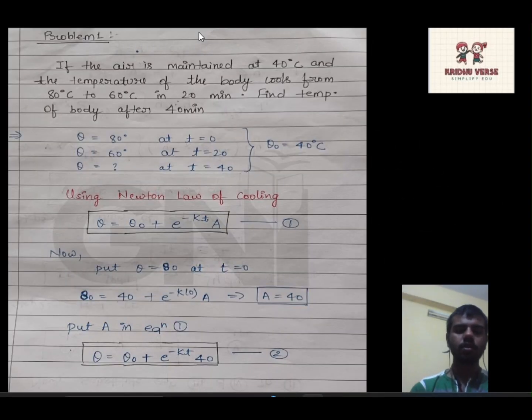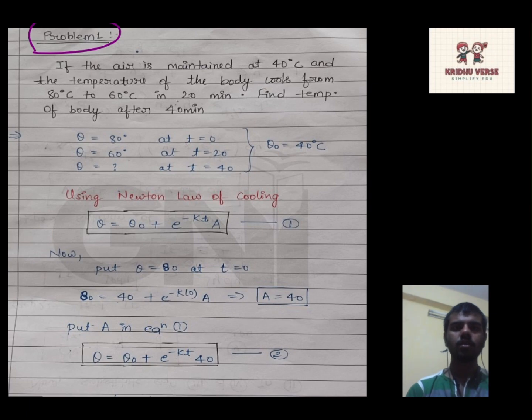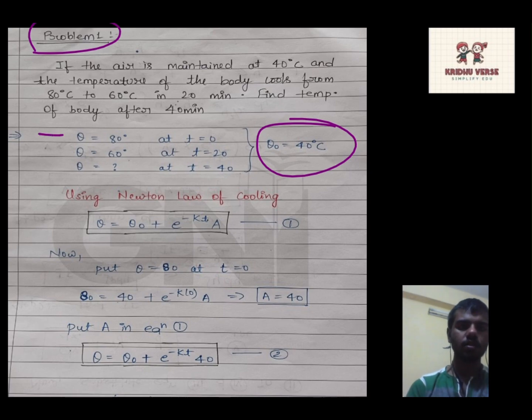See the first problem based on the Newton law of cooling. The problem we have taken is: if the air is maintained at 40 degrees Celsius, this theta naught is 40 degrees Celsius. Next, the temperature of a body cools from 80 degrees Celsius to 60 degrees Celsius. Means theta equal to 80 at t equal to 0, theta equal to 60 at t equal to 20. Next, find the temperature of the body after 40 minutes, means theta we have to find at t equal to 40. This is our problem which they gave.